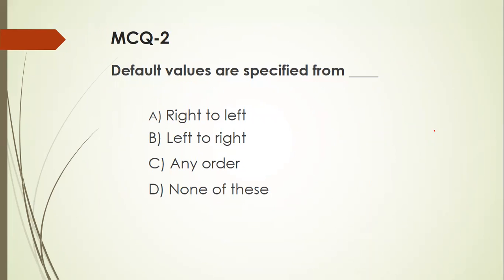Default values are specified from right to left, left to right, any order, none of these. Generally, we know that the default value should be specified from the last argument, the rightmost argument first, then the next rightmost, and lastly you can specify the default value for the leftmost argument. The correct answer is again A.